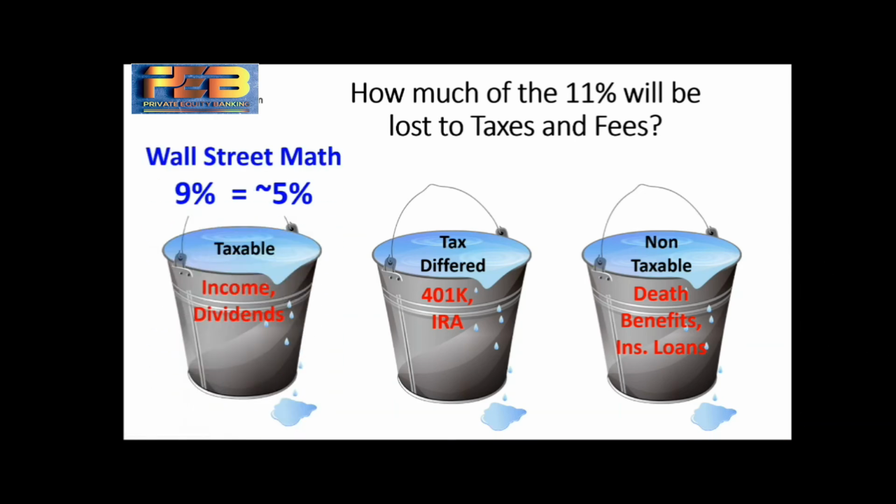So what we've just shown you is that with Wall Street math, when you're told that you're going to get about 9%, you're really only going to end up with about 5% after taxes and fees. Whereas what I want to show right now, with a high cash value insurance policy, when you're guaranteed 4 to 5%, you're really going to end up with about 9%.